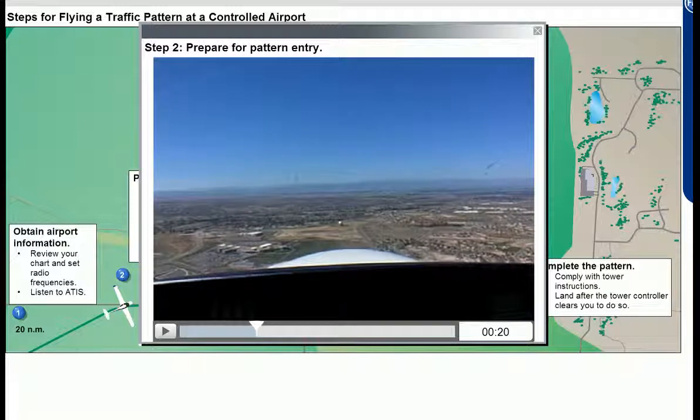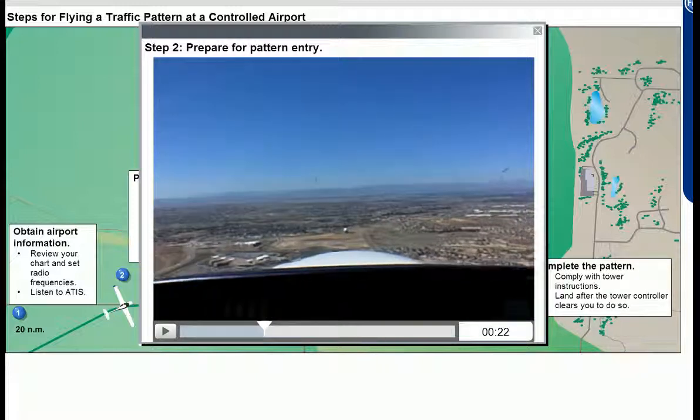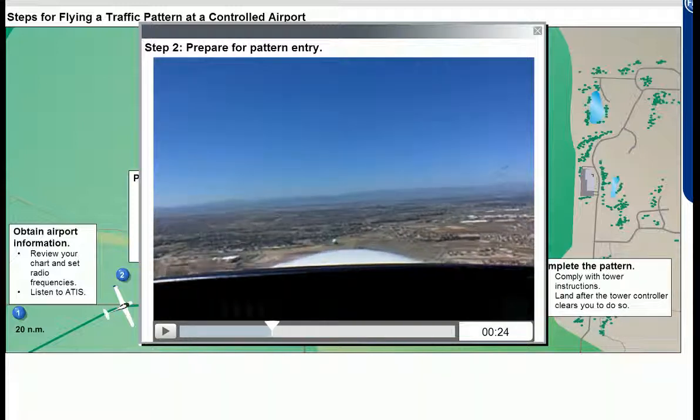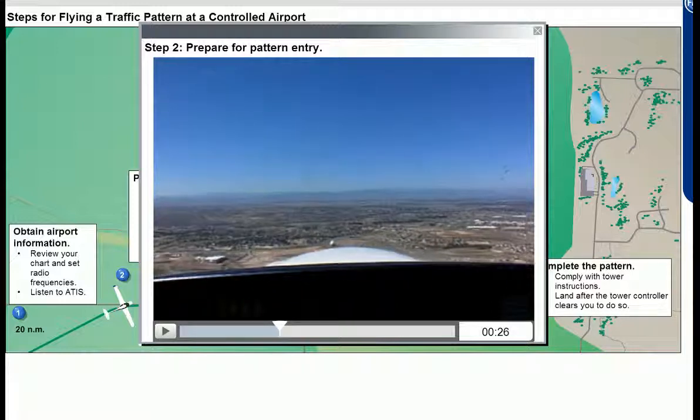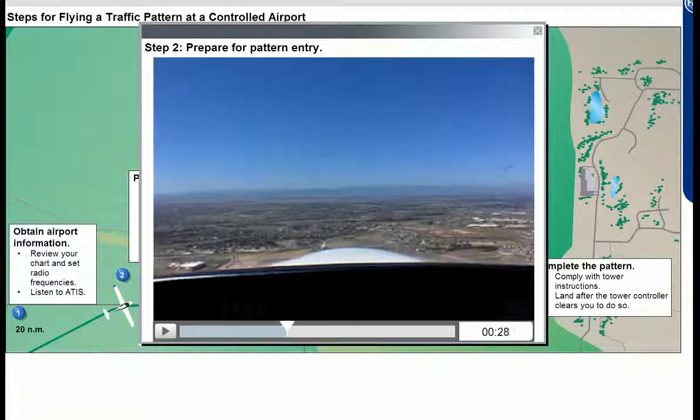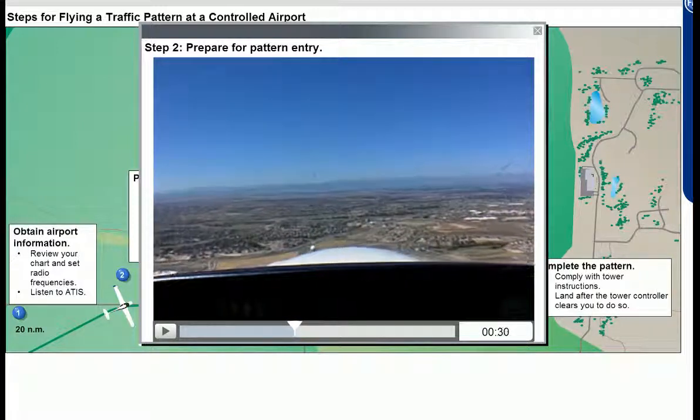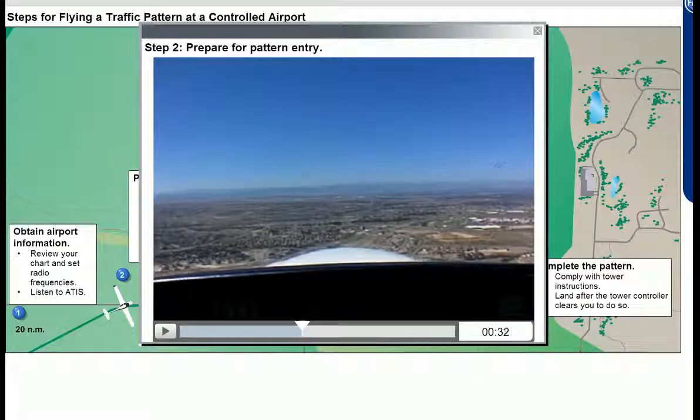Diamond Star 505 Juliet Foxtrot, Centennial Tower. Enter a left base for 17 left. Report Parker and Arapahoe. Enter a left base for 17 left. Report Parker and Arapahoe. Diamond Star 505 Juliet Foxtrot.